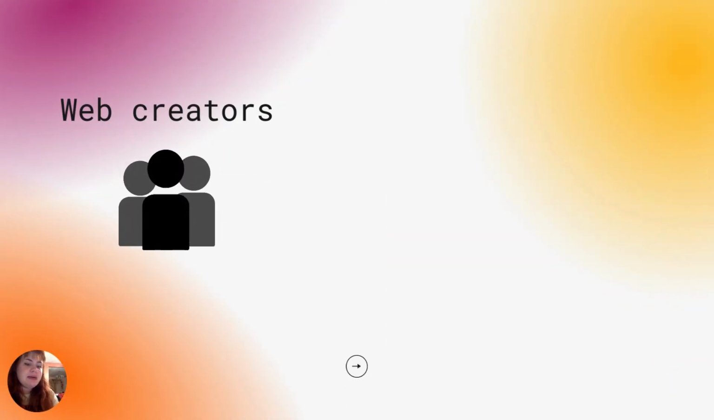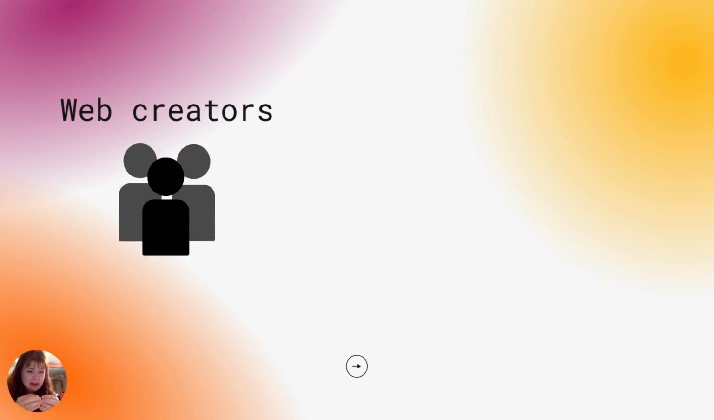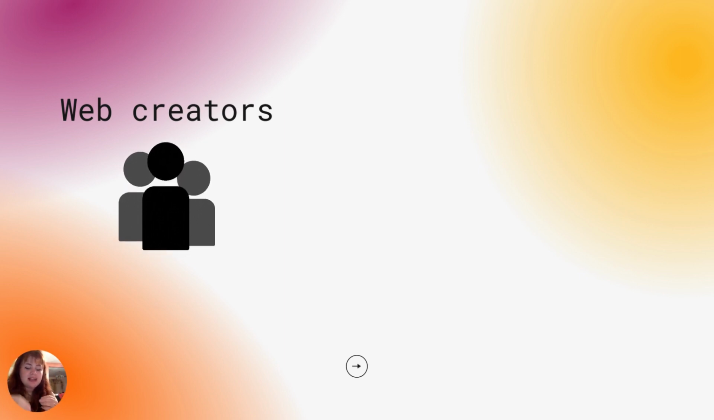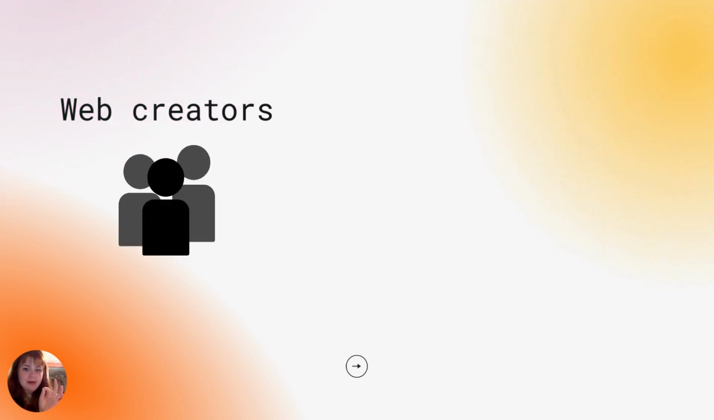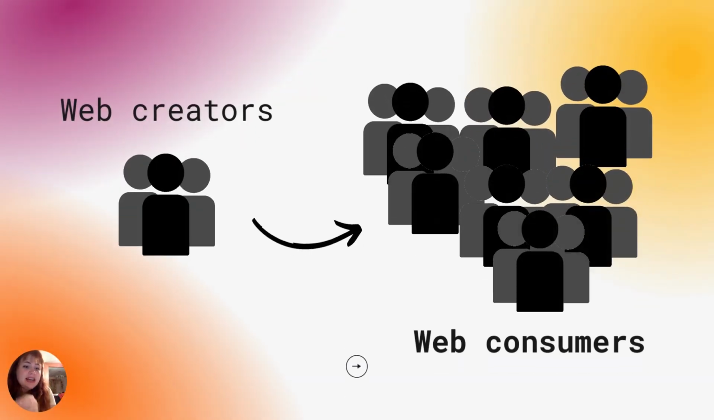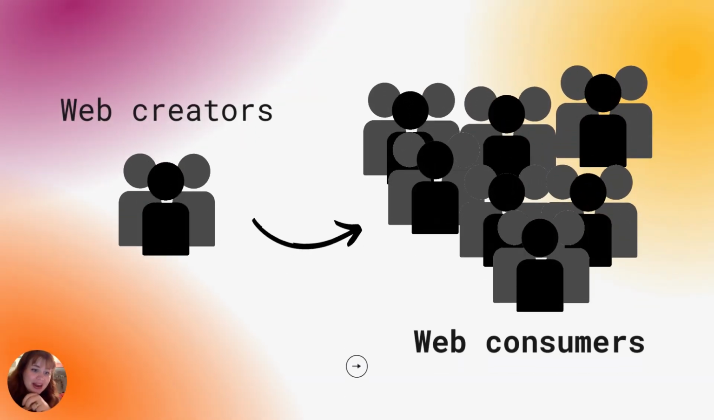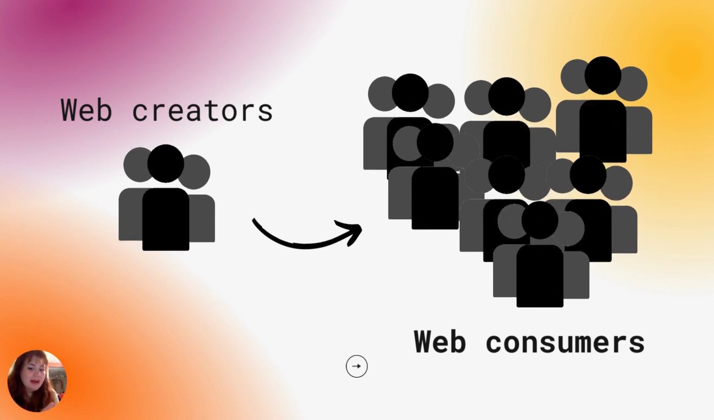So during the period of Web 1.0, we have a very small number of people who have access to both the technology, the knowledge, and the software to make web content. So we have a tiny number of web creators, and their content is being consumed by a larger number of web consumers.